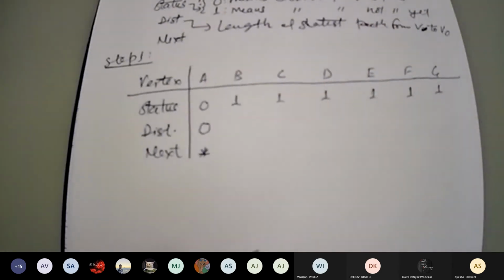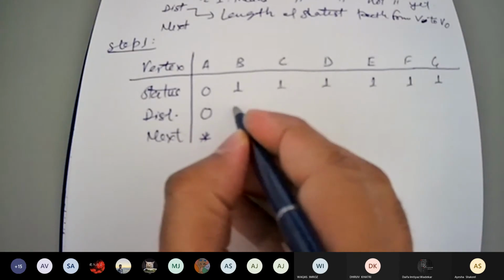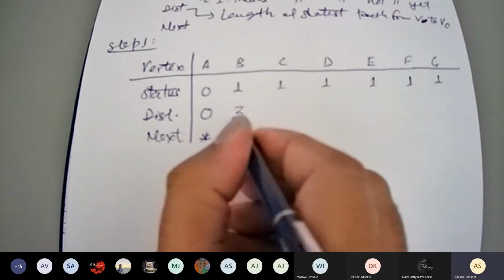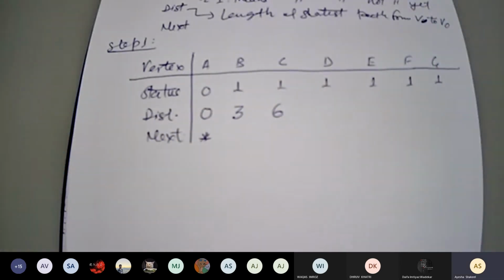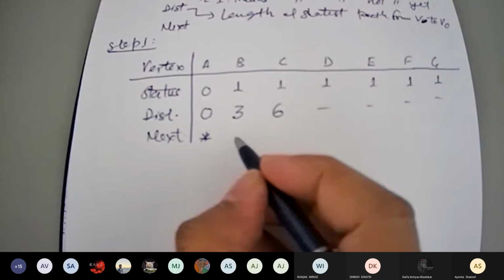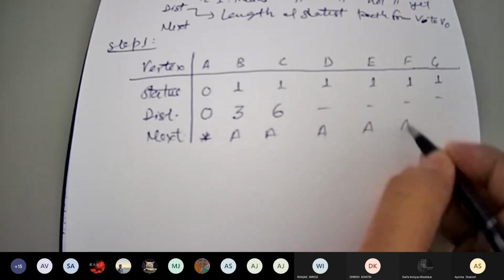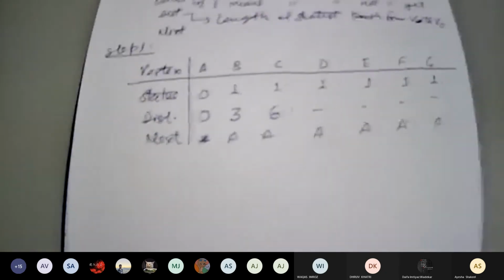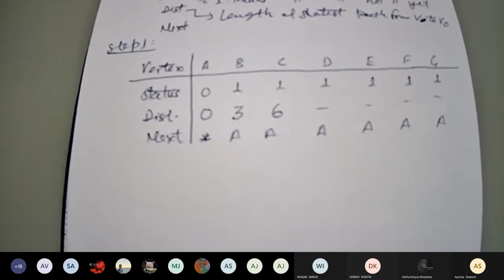So what will you write here? A to B, how much are you coming? 3. And A to C? 6. The rest will currently be dash, dash, dash. And here we are writing A, which means we came from A currently. So next was A.